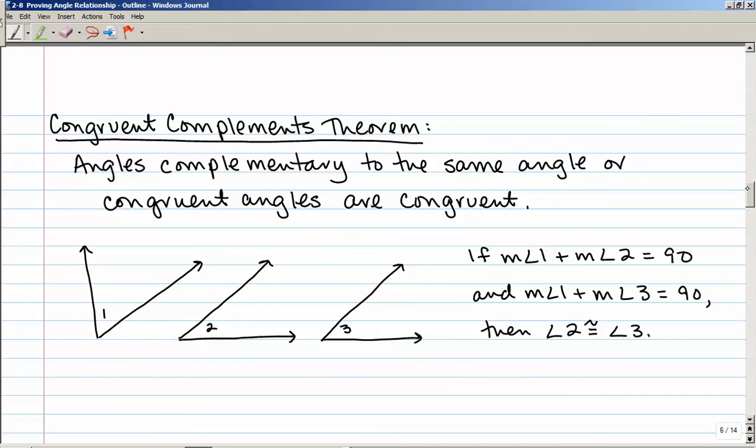Here's the congruent complements theorem. Angles complementary to the same angle or to congruent angles are congruent. If angle 1 and angle 2 are complementary, and angle 1 and angle 3 are complementary, then angle 2 and angle 3 are congruent to each other. If angle 1 plus angle 2 equals 90, and if angle 1 plus angle 3 equals 90, then 2 and 3 must be the same.